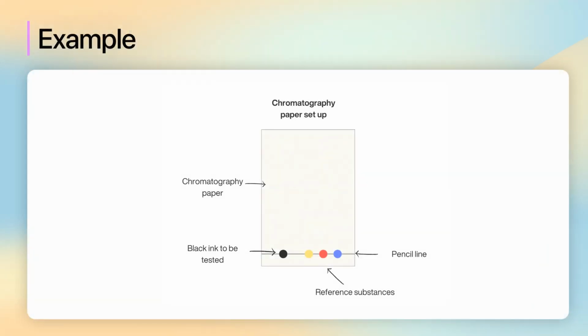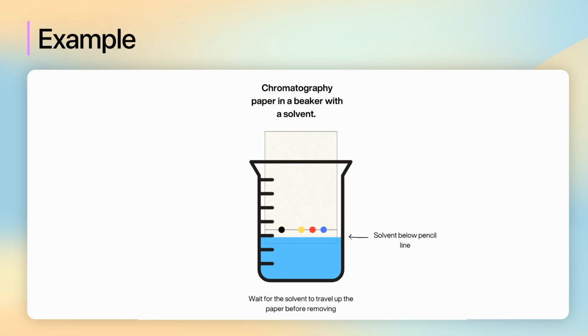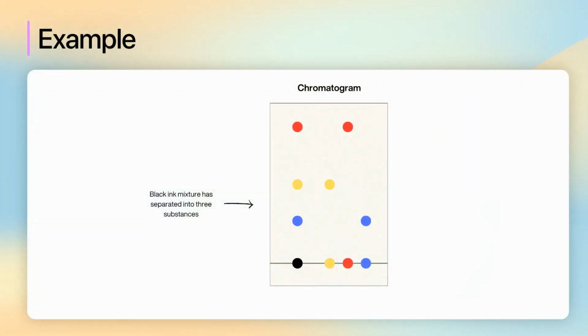For example, in ink analysis, a sample of ink, which may contain several different dyes, is applied to chromatography paper. As the solvent moves up the paper, the different dyes separate based on their solubility. This reveals the composition of the ink.